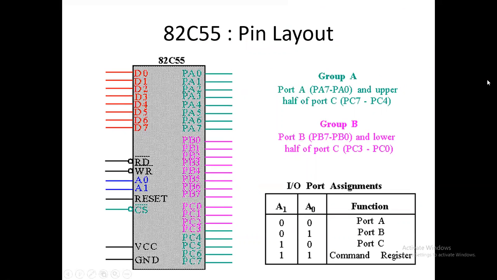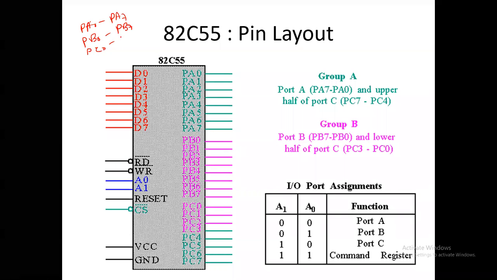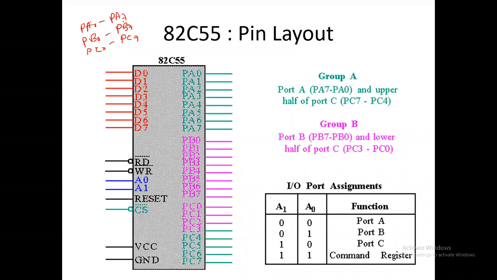So suppose this is the missing line. Total port pins: PA0 to PA7, PB0 to PB7, PC0 to PC7. How many pins? 24.